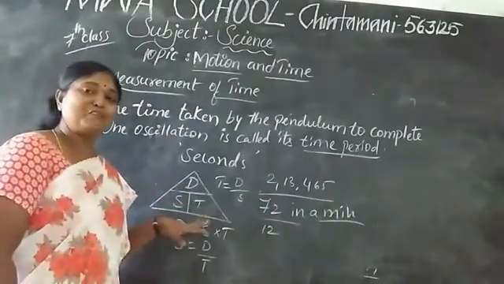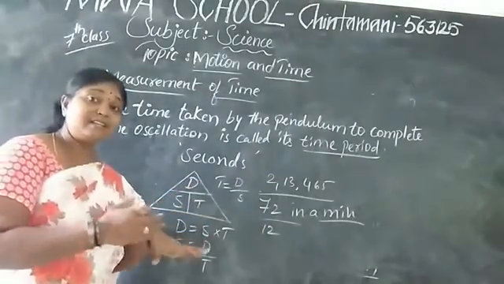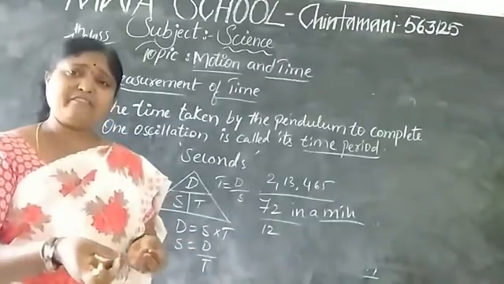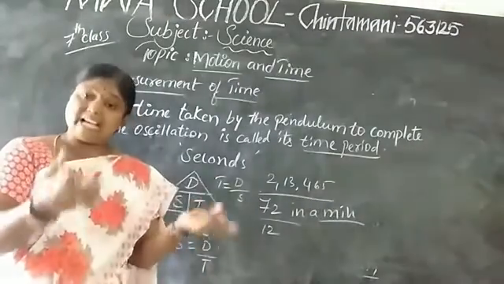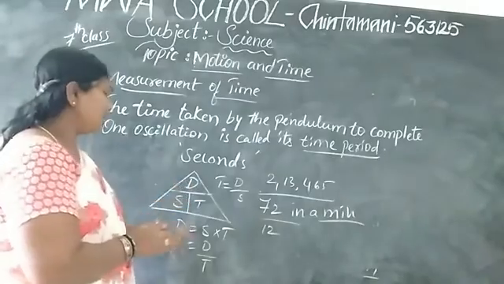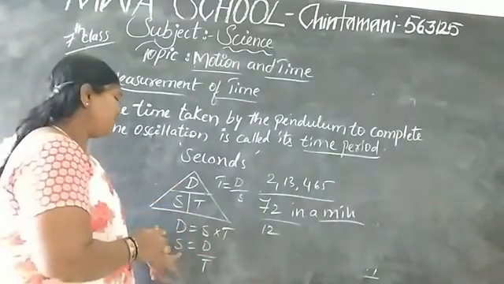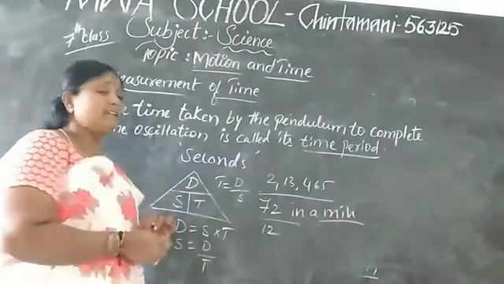So, this is one of the small logics to easily identify how to find out what is asked. If distance is asked, S into T. If speed is asked, D by T. If T is asked, D by S.